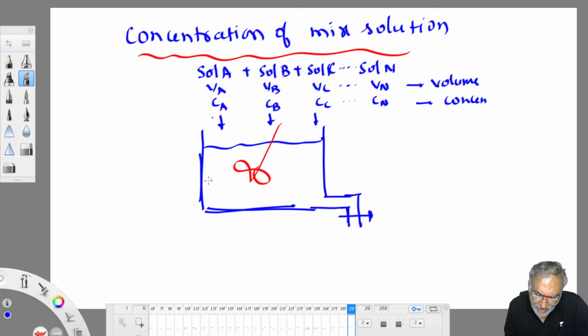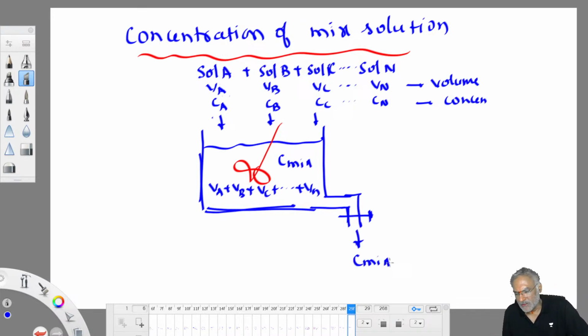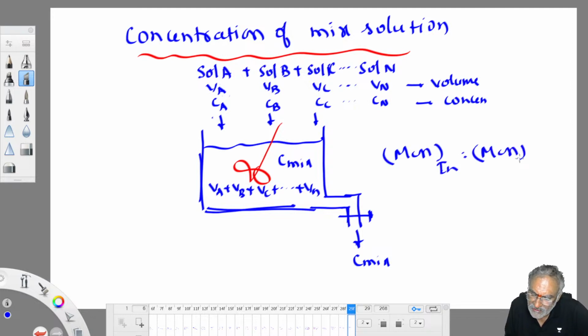Now the total volume here is equal to VA plus VB plus VC plus dot dot dot VN. But its concentration is C mix. How to work out the C mix value? Using a mix formula you can find it out, by using the mass balance equation. Mass in is equal to mass out.